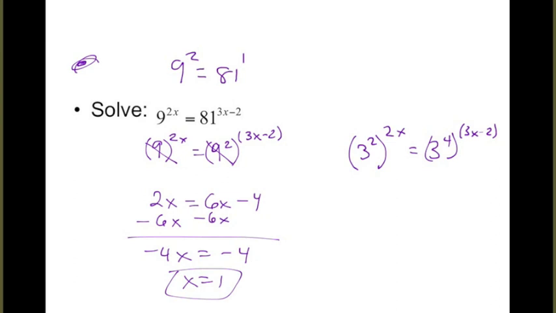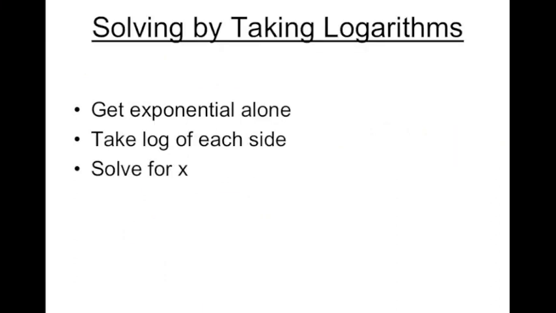This method is great when it works. It doesn't always work though, because you can't write every 2 numbers as a power of some other number. So this method will not always work, which means we need a second method. Our second method is we're going to undo the exponentials by taking logs. Whenever we're trying to solve an equation, we need to undo what's being done to the variable. So if we have multiplying in our equation, we undo it by dividing. If we have adding, we undo it by subtracting. If we have squaring, we undo it by taking square roots. So if we have exponentials, the way we undo an exponential is with a logarithm.